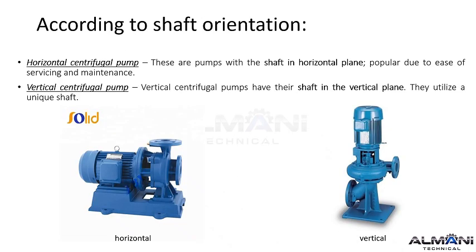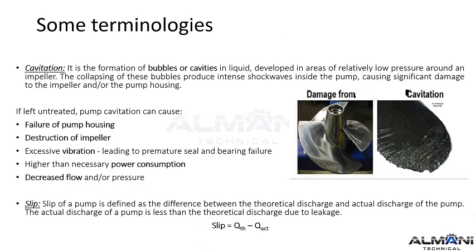Finally, let's look at shaft orientation. A horizontal centrifugal pump has its shaft lying sideways. This is the most common type, prized for its easy access for servicing and maintenance. In contrast, a vertical centrifugal pump has its shaft oriented upright. This design is ideal for applications where space is limited, such as in wells or sumps, as it has a much smaller footprint.